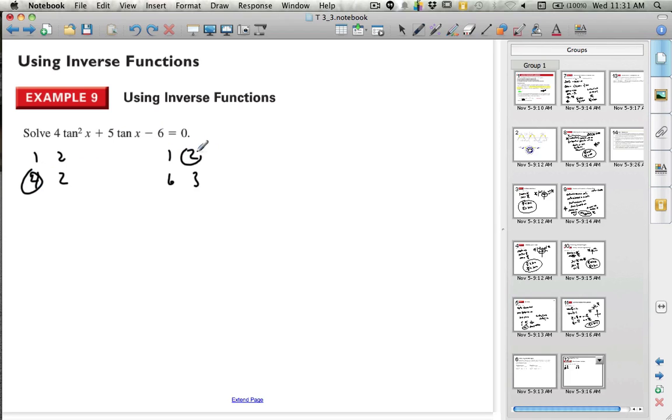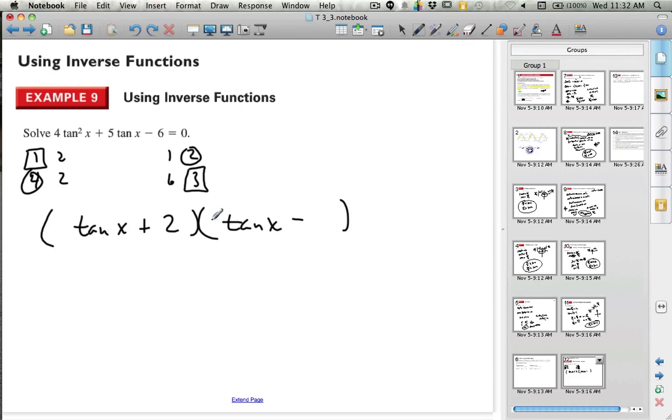Well, 4 times 2 is 8. 1 times 3 is 3. 8 and 3 have a difference of 5. The larger product, that would be the 8, has to come out positive. So I know I have tangent x plus something, and I have tangent x minus something. The plus will be the 2, and the 4 will have to go in the other binomial, so that when I multiply, in this case, my insides, 4 times 2 will be positive 8. And that means this would be a 1, and this will be a 3.